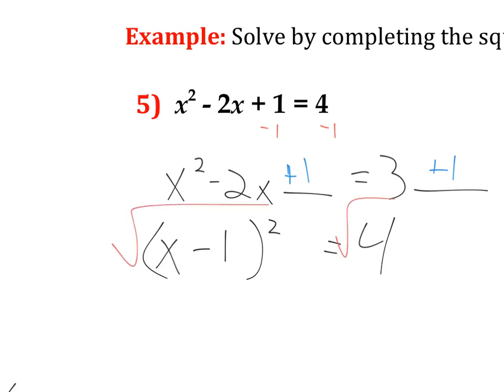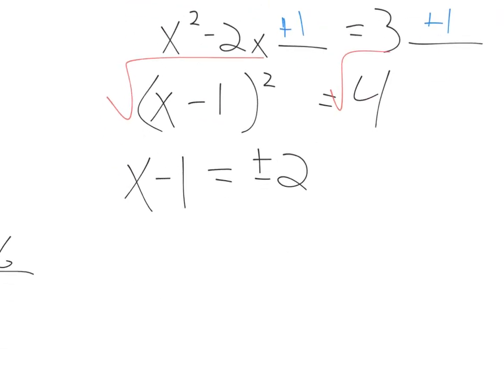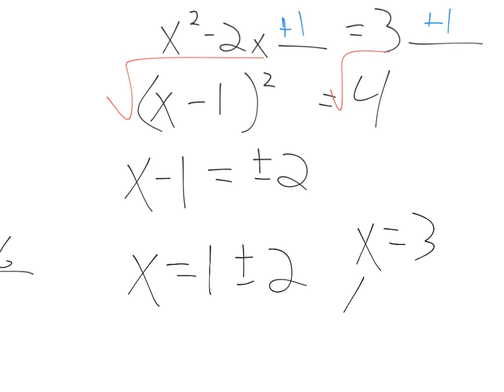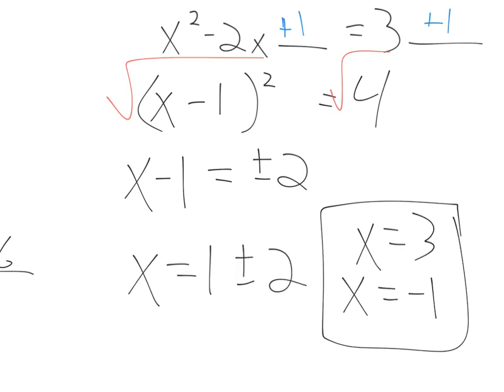Square root each side. x minus 1 equals positive or negative 2. If I add 1 to the other side, x equals 1 plus or minus 2, therefore x equals 3, or x equals negative 1. And those would be rational.